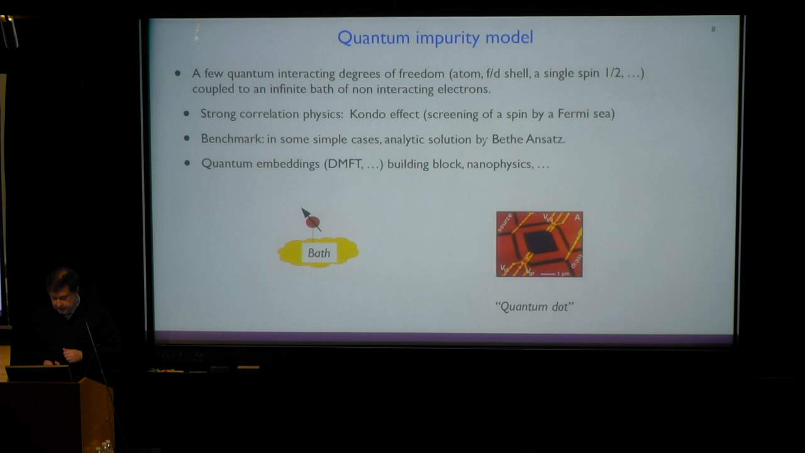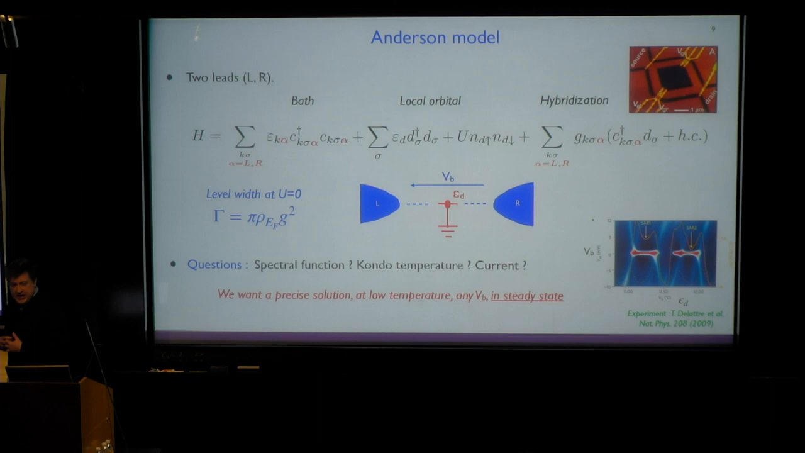To be precise, the model I'm going to consider here is the simplest, the Anderson model, where you have one little dot here, with a gate level, epsilon d, which is coupled to two leads, left and right, across which you can put a voltage. Therefore, there is a current through the dot. And you have an interaction on the dot, and the electrons in the leads are non-interacting. So the question which we want to ask, all sorts of questions: how can we compute the spectral functions? Can we get the Kondo temperature? Can we get the currents through these problems?